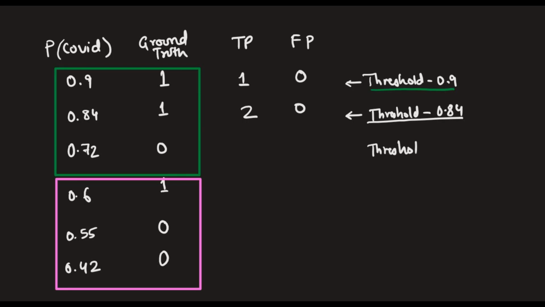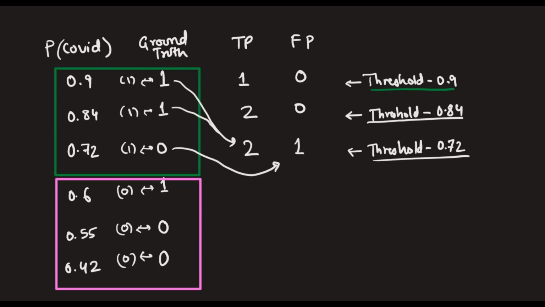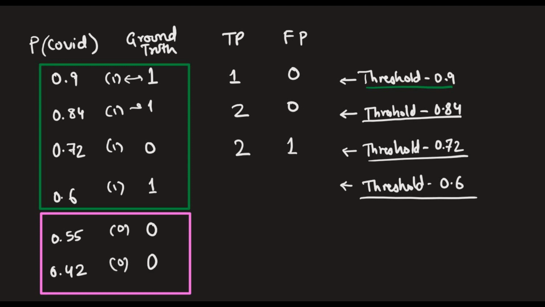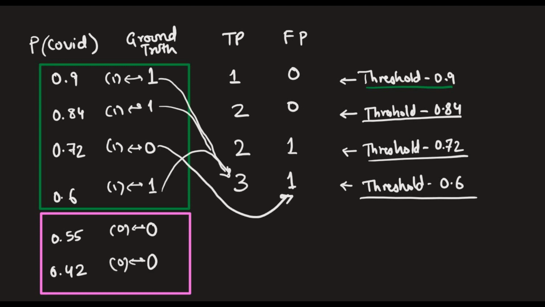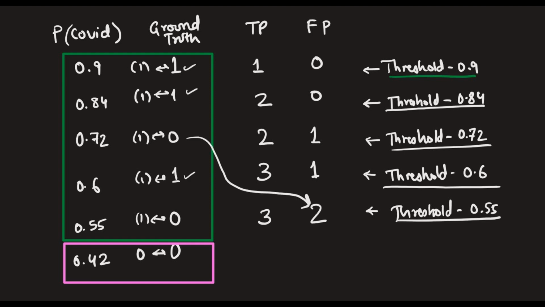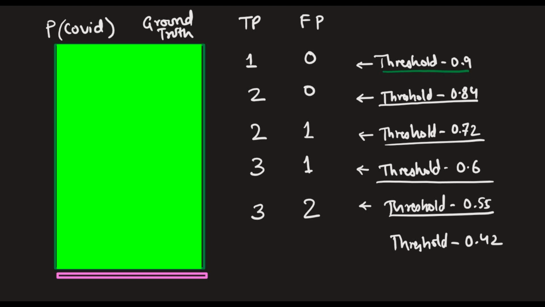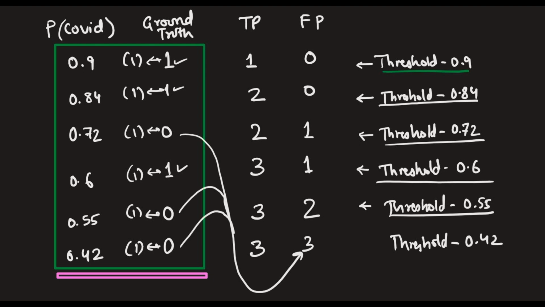Similarly, at threshold of 0.72, the top 3 images are predicted as label 1, the top 2 images being true positive, but the third image is false positive. False positive because the predicted label was 1 while the ground truth was 0. At the threshold of 0.6, the true positive is 3 and false positive is 1. At threshold of 0.55, top 5 images are predicted as 1 and the last image is predicted 0. Again we find TP and FP. Similarly at threshold 0.42, all images are labeled 1 and we find the TP and FP.